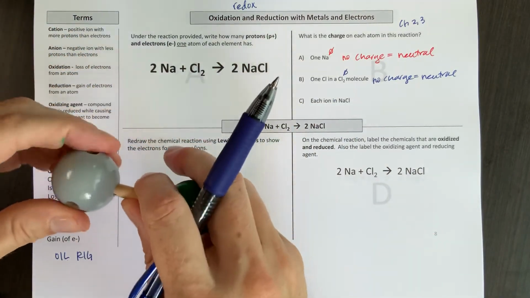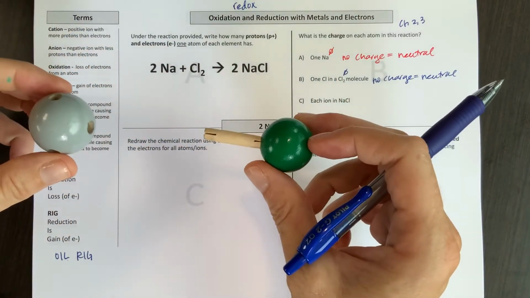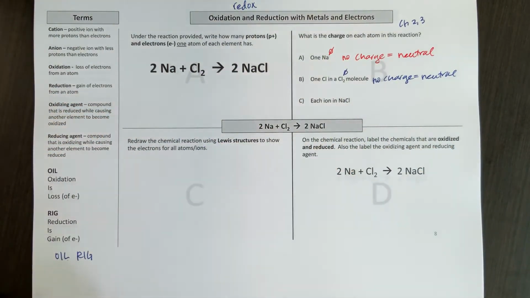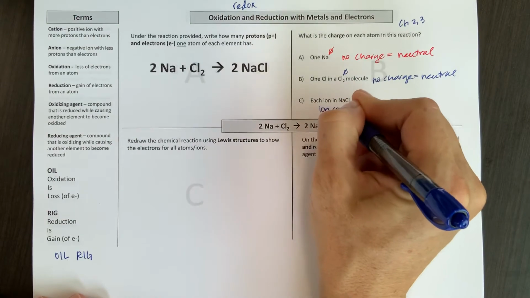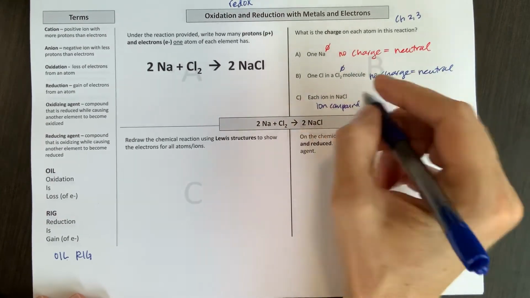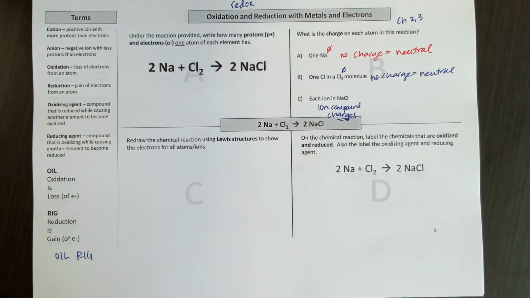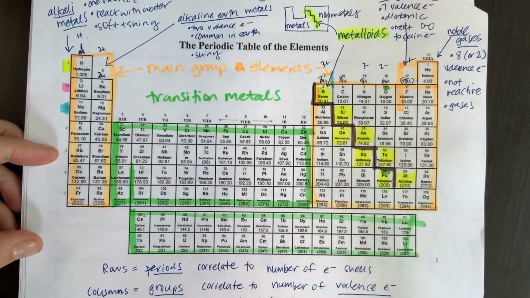However, once they become a compound, and this is a bad model of this compound, it's a sodium that's given its electrons to the chlorine. Now they have charges. And because it is an ionic compound, ionic compounds always have charges. So this is where you might pull out your periodic table again to see what those charges are.